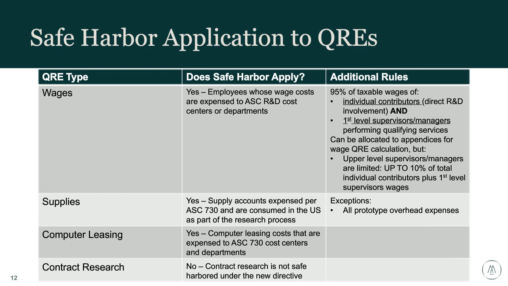Supplies also qualifies for both the credit as well as the safe harbor treatment. Really, there's not too many differences. Prototype overhead expenses may or may not be included in the credit, but they are definitely not included in the ASC 730 safe harbor. So they have to be used in the U.S. as part of the research process. So again, it would be classified first as ASC 730, and then we would get those general ledger accounts to reconcile it to the credit claimed on the tax return.